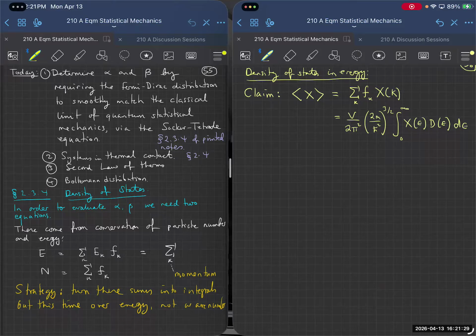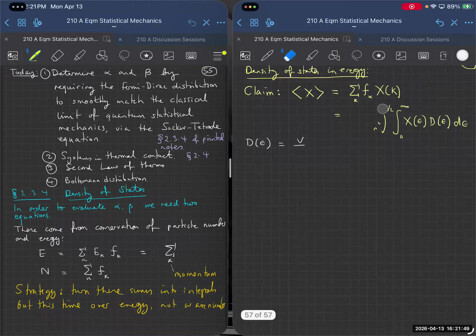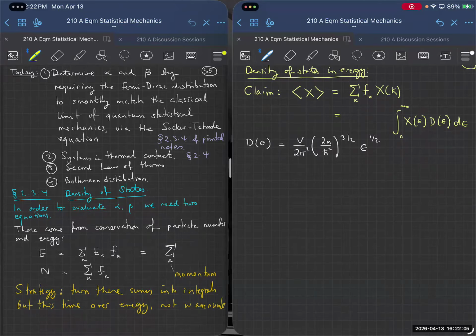And my claim is that this formula, d of epsilon is v. Oh no. I told you I got it wrong. Let me write it like this. My claim is that this is v over 2 pi squared, 2m over h bar squared to the 3/2, epsilon to the 1/2, at least in 3 dimensions.